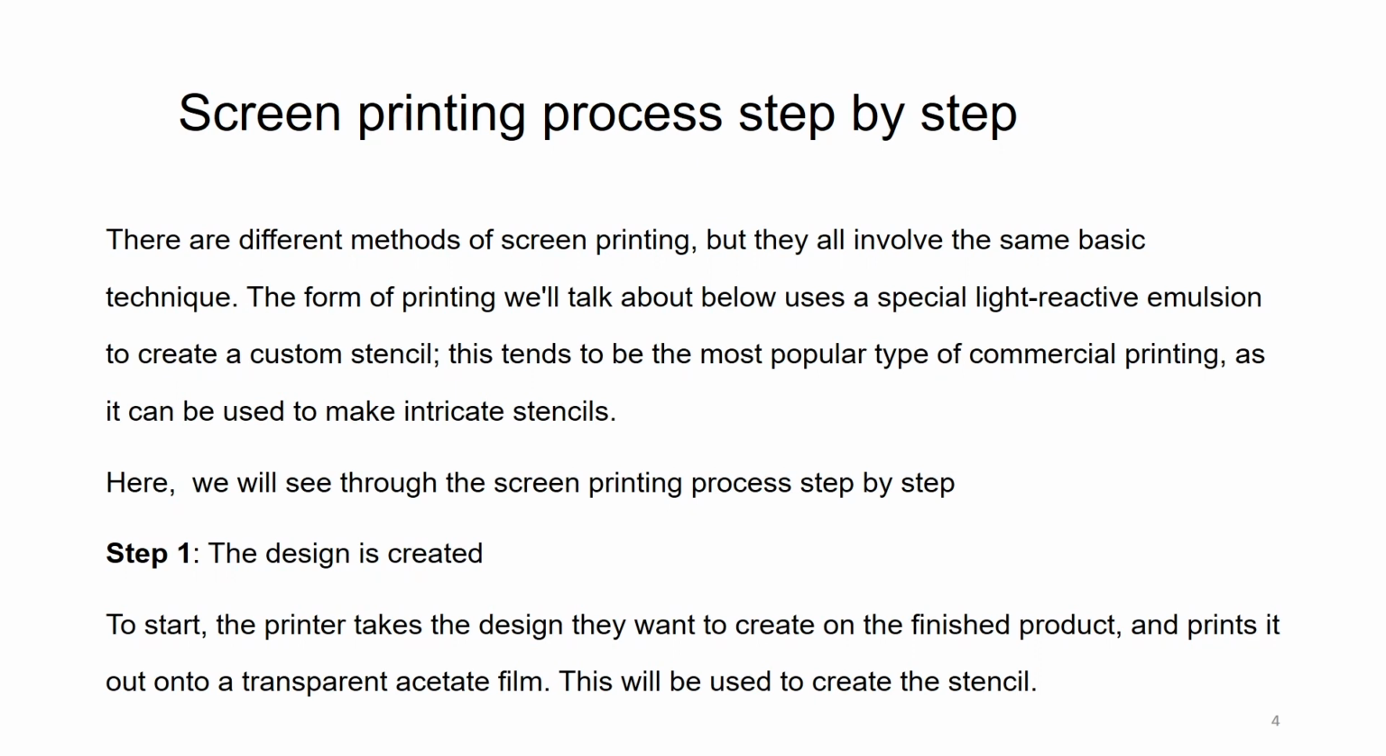There are different methods of screen printing, but they all involve the same basic technique. The form of print we will talk about below uses a special light reactive emulsion to create a custom stencil. This tends to be the most popular type of commercial printing, as it can be used to make intricate stencils. Here we will see through the screen printing process step by step.